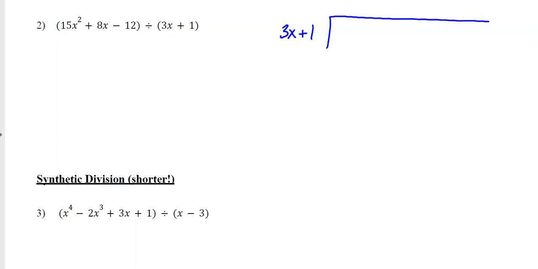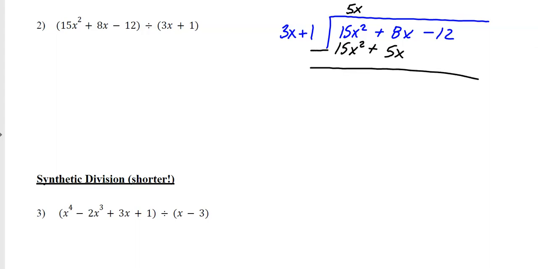I have 15x squared plus 8x minus 12, divided by 3x plus 1. I actually said that backwards. It already was in standard form and I wasn't missing any terms, so I'm good to go. So 3x goes into 15x squared 5x times. And that's going to give me 15x squared plus 5x.